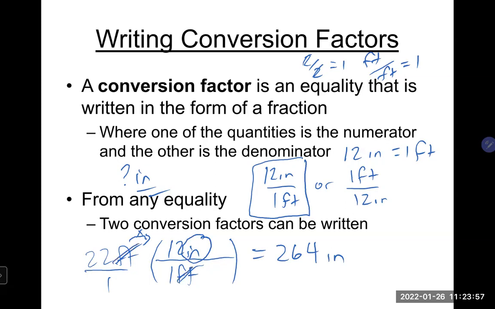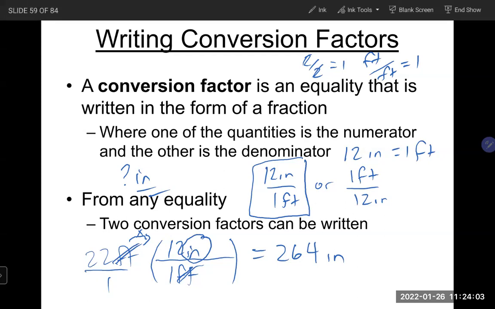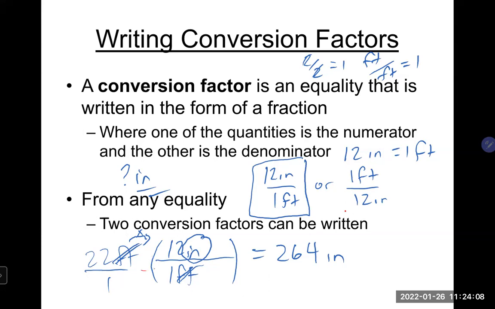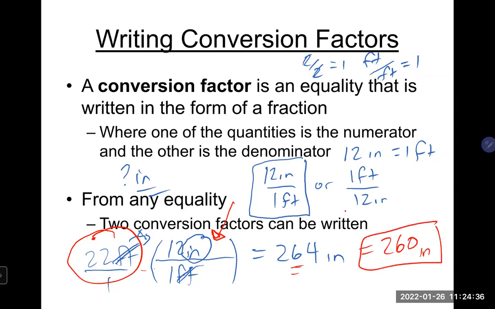Now, when we look at something like this, we do want to give it to the right number of significant figures. This right here is a definition, and it falls under the exact numbers, which means we don't have to worry about it in terms of significant figures. The only number we have to worry about is the original number here, which has 2 significant figures. That means we should give the answer to 2 significant figures, so 260 inches would be the correct significant figures.